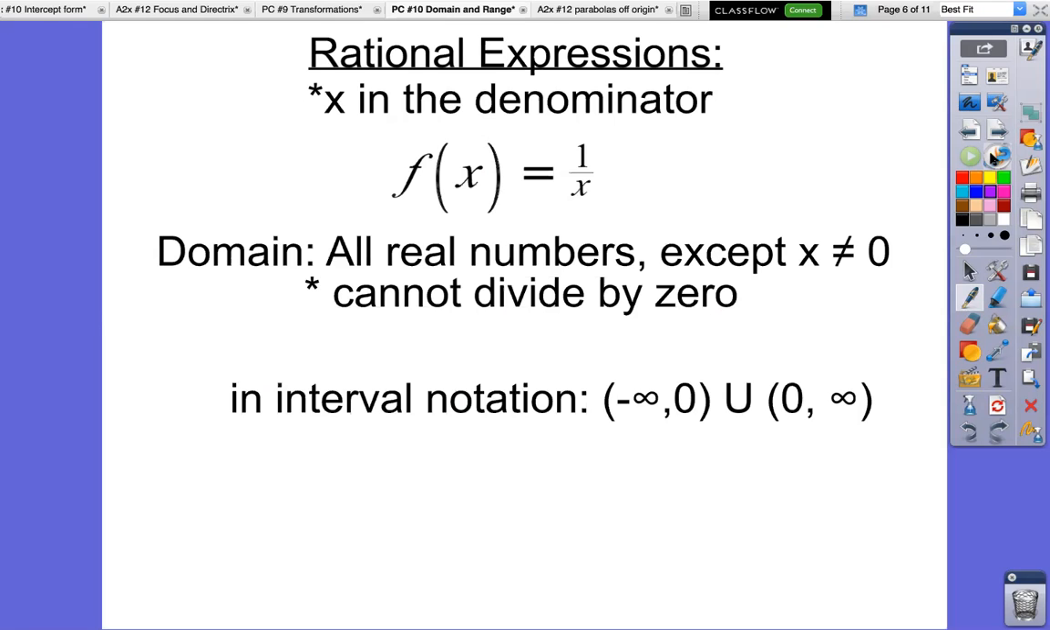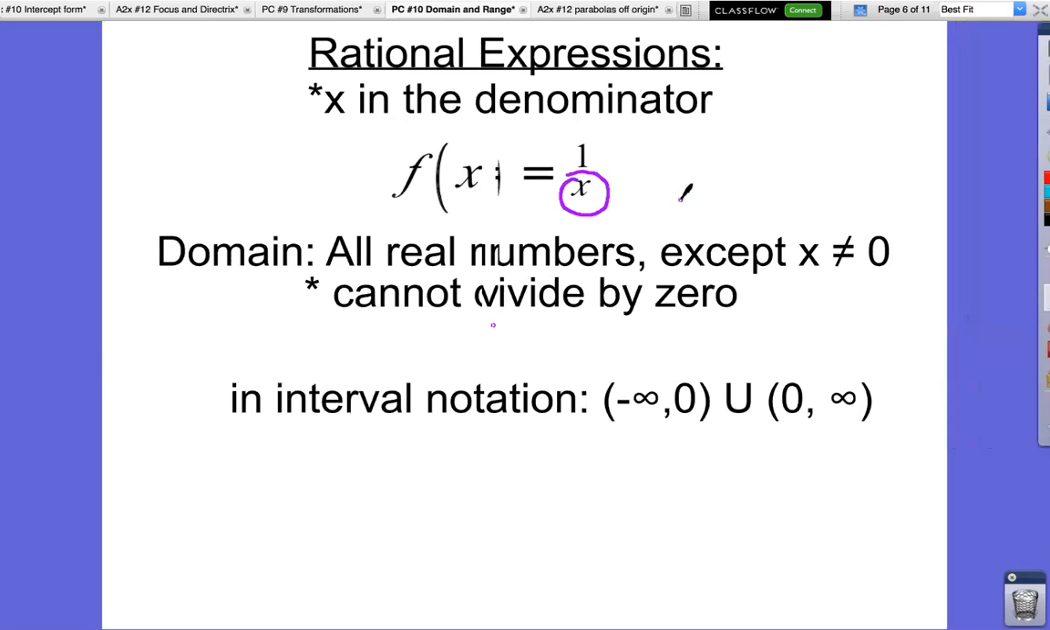Your domain in every situation. Now there are some other parts that come up, not this year, but there are some other things that come up that might restrict the domain. But all that you guys have to worry about is, is it under a radical or is it in the denominator? For instance, logarithms, those aren't all real numbers either, but we'll discuss that later. So again, whatever's in the denominator is what I would set equal to 0 because it cannot be that number.